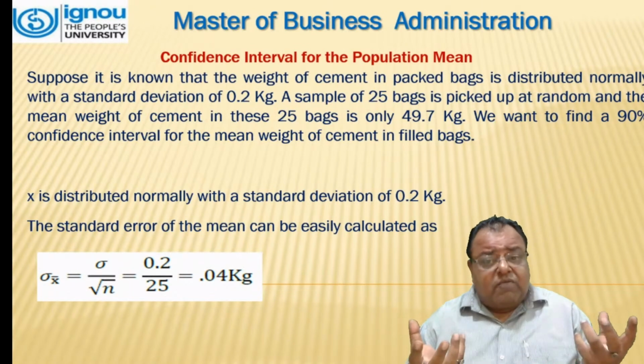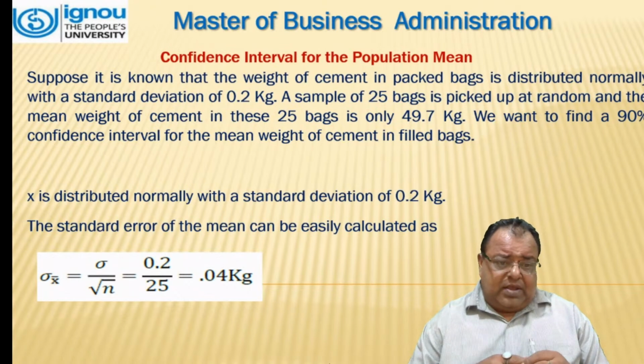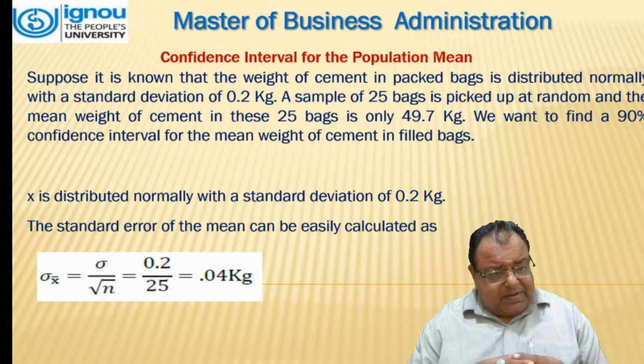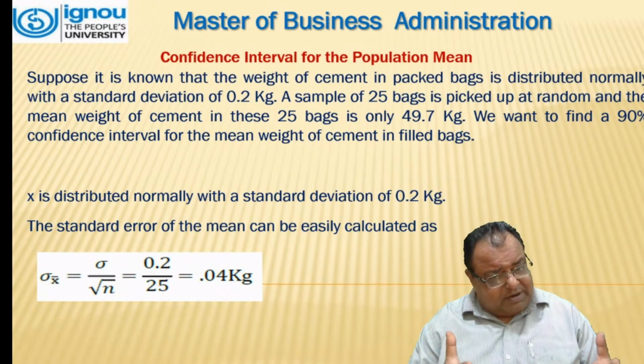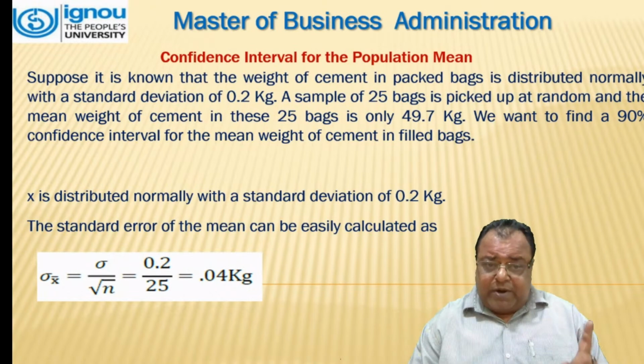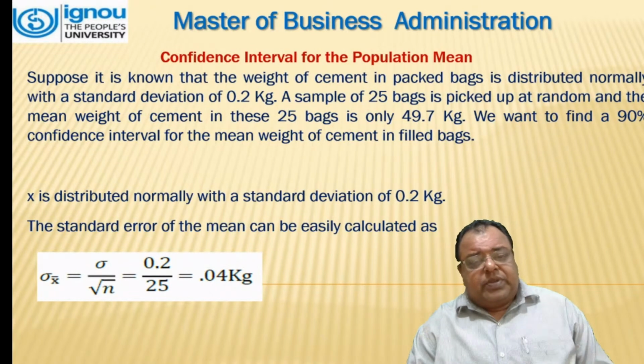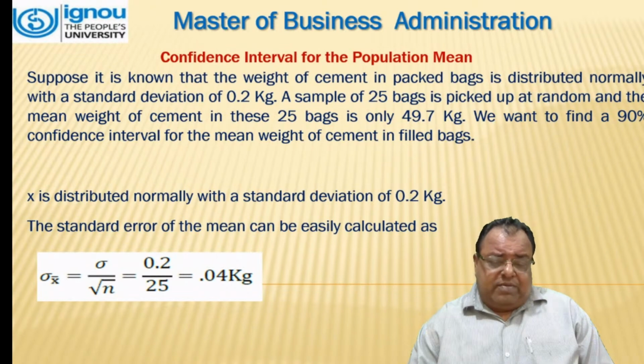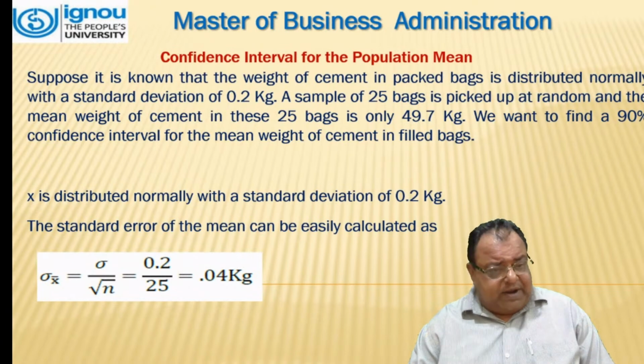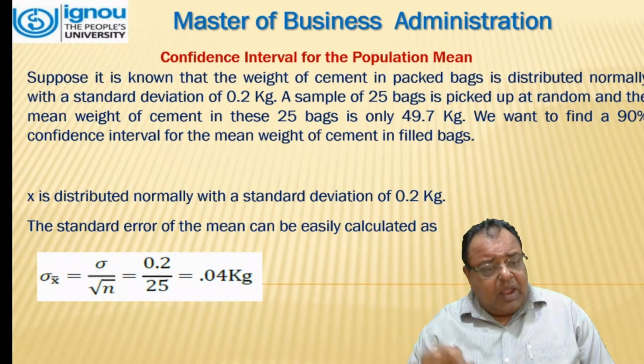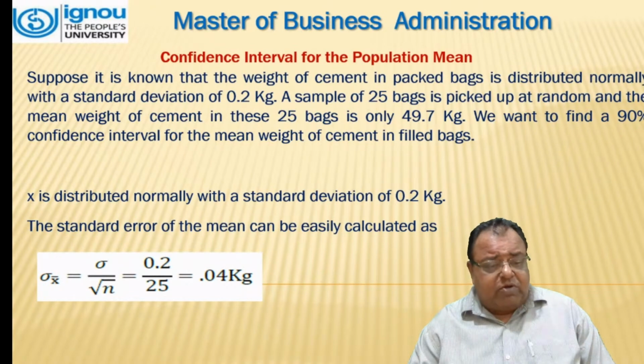Now, what information is given to us? It is a problem which is distributed normally. That means we can say that X is normally distributed with a standard deviation of 0.2 kg. Now, what is the standard error of the mean? We have the formula sigma x bar is equal to sigma upon root n. We have the value of the standard deviation, that is 0.2, and the value of n, that is root 25. When we divide it, it comes out to be 0.04 kg.